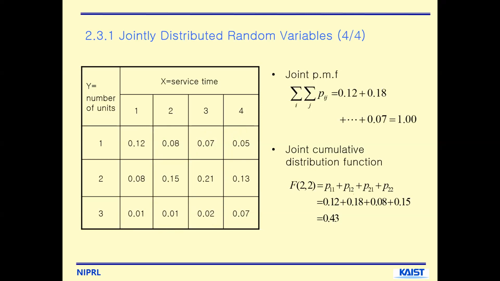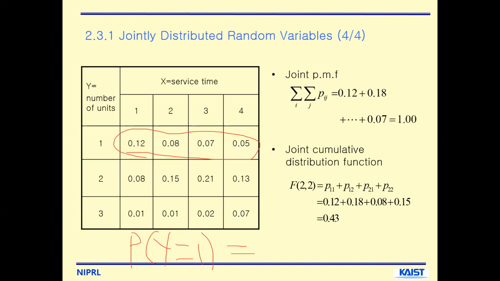Now, let's say for instance, if I want to find the probability of y equal to 1, I'm actually going to sum this. You see that now? That's going to give me the probability of y equal to 1, because right here y equal to 1. Now, I'm going to sum 0.12 plus 0.08 plus 0.07 plus 0.05.